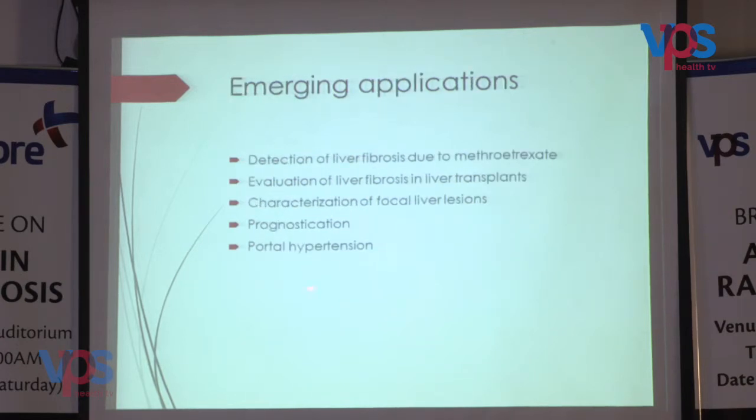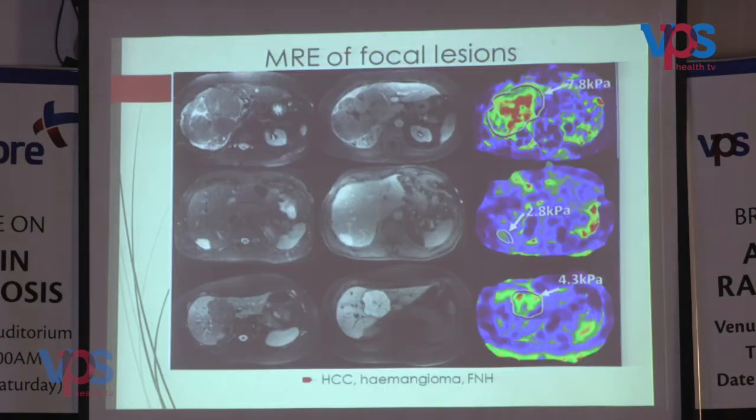So emerging applications: detection of liver fibrosis due to methotrexate, evaluation of liver fibrosis in liver transplants. We have done that for a few patients. Characterization of focal liver lesions. Again, the stiffer the lesion, the more chance that it is likely to be malignant. Also prognostication in portal hypertension, again at a research phase.